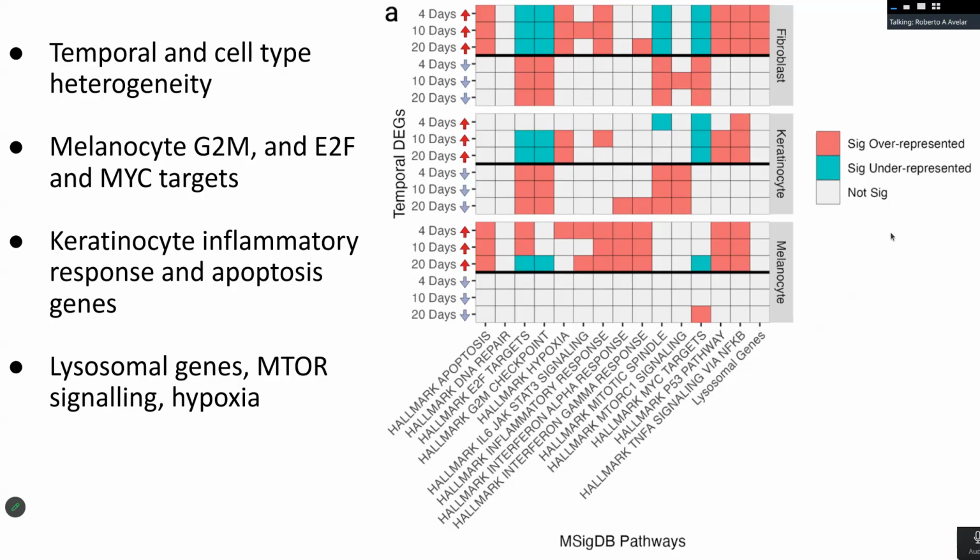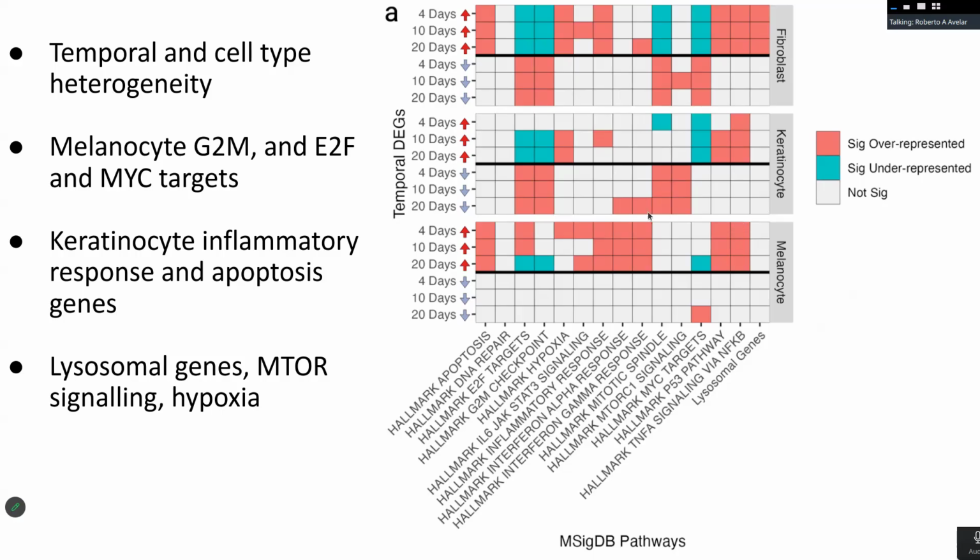For example, in the melanocytes we have these E2F targets and these G2M checkpoints, so processes involved in cell cycle arrest. These processes are being downregulated, right? Or they're being downregulated, but not in melanocytes. Again, for whatever reason, they're acting a little differently.